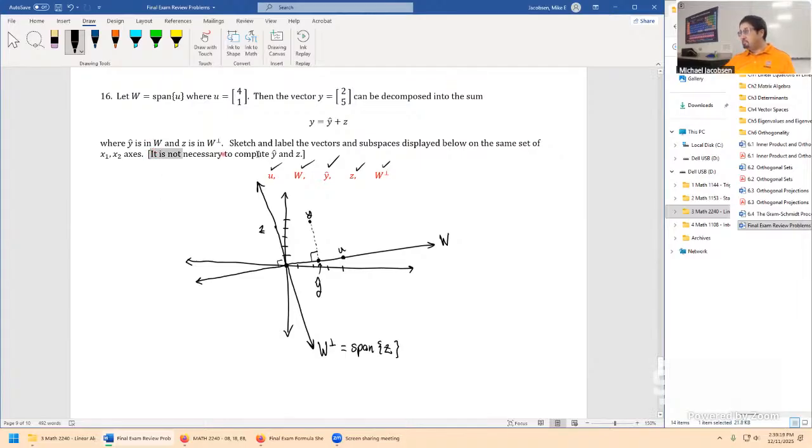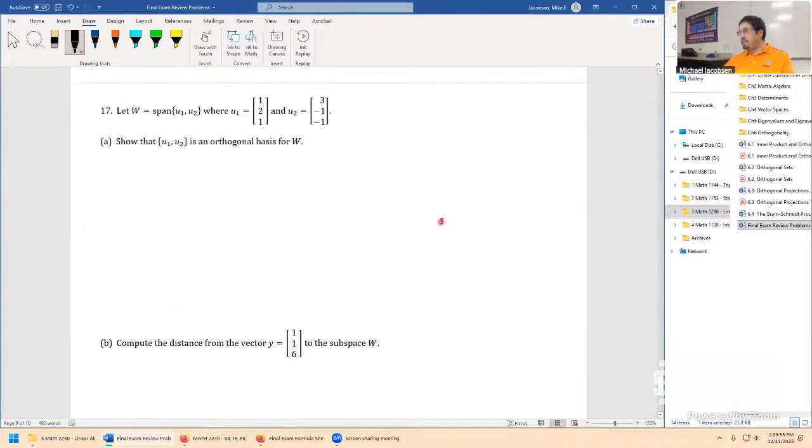Okay, and sometimes people as a check do compute y hat and z in this problem. The reason I didn't ask you to do it on this one, on the real final exam, is this is more just knowing what things look like, your mental picture for these different subspaces and vectors. And also it'd be kind of redundant because exercise 17 is going to ask you to compute y hat and z, but just in a higher dimensional situation.